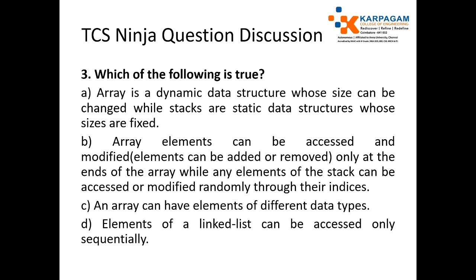Third statement, an array can have elements of different data types. That is false. Actually, array is a data type which holds a set of elements of the same type only. So the third statement is false. Last statement is, elements of a linked list can be accessed sequentially. The example for a linear data structure is a linked list. Why is it called a linear data structure? All the elements in a list are accessed sequentially, so it is called a linear list. So the fourth statement is correct. So the answer is D.